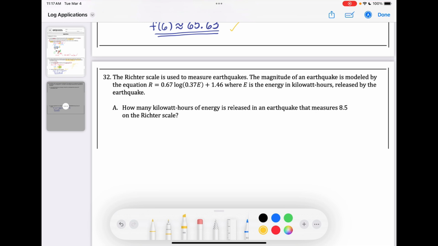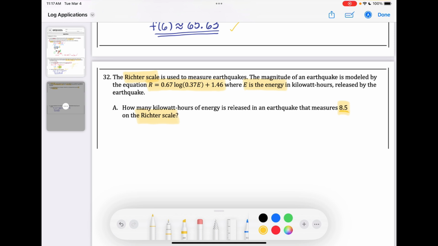I do want to talk about the last one, which will be the earthquake information. As you can see, the Richter scale, it's R. It's given by a log function. E is the energy, so we know that. So how many kilowatt hours of energy is released in the earthquake that measures 8.5 on the Richter scale?